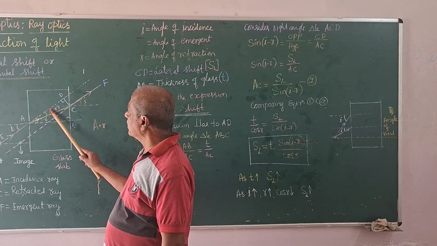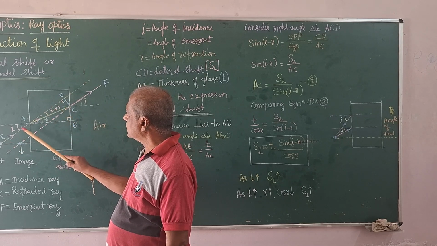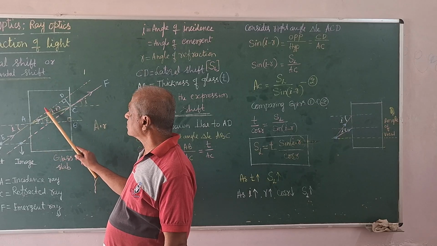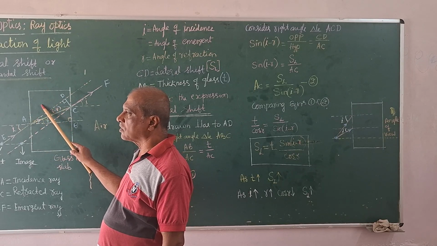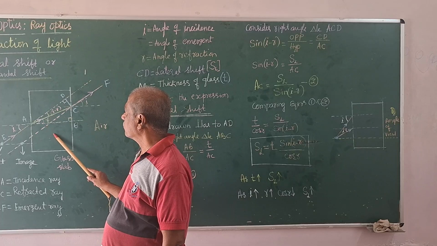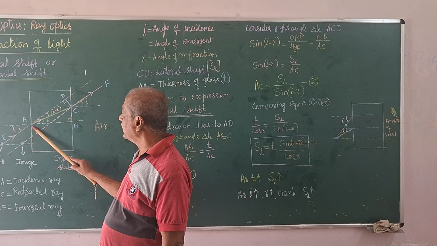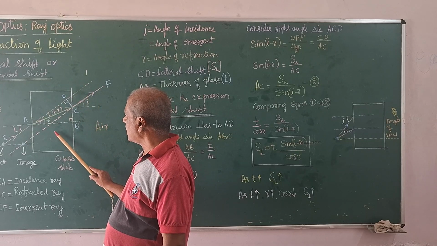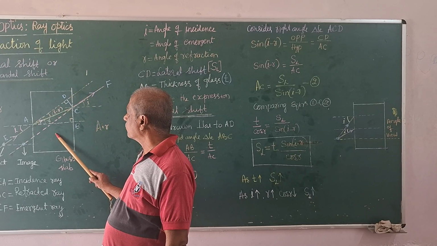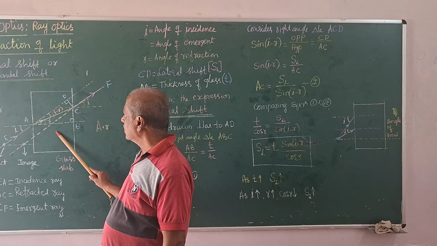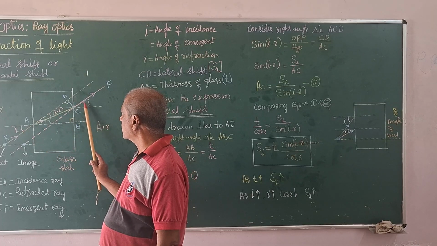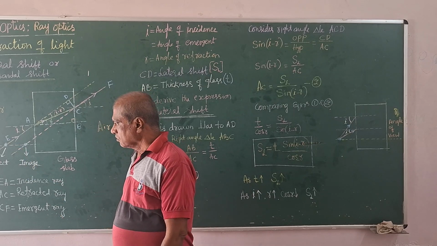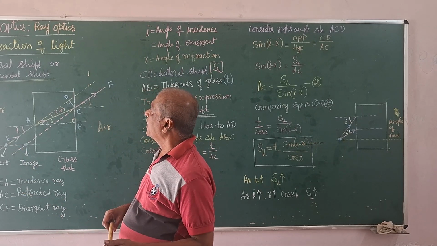This is a straight line. This would be the line of ray if the glass slab was not kept over there. Because of the glass slab, it has changed the line into this line. So it is a direction, it is an image formation. It is known as lateral shift.